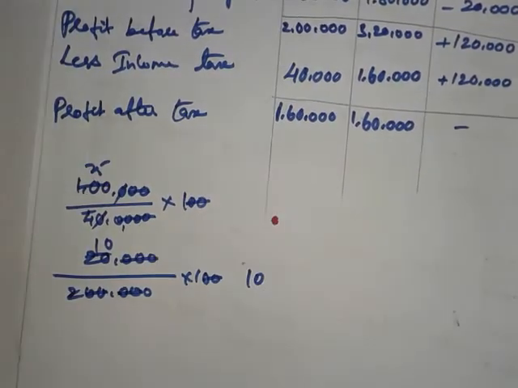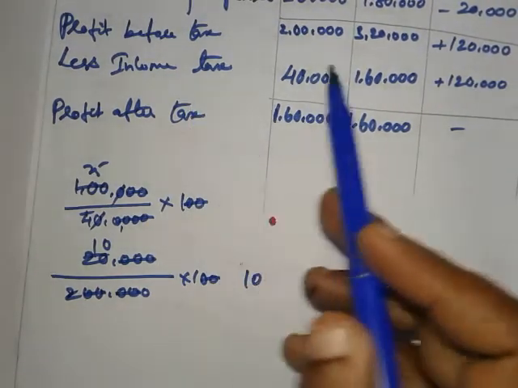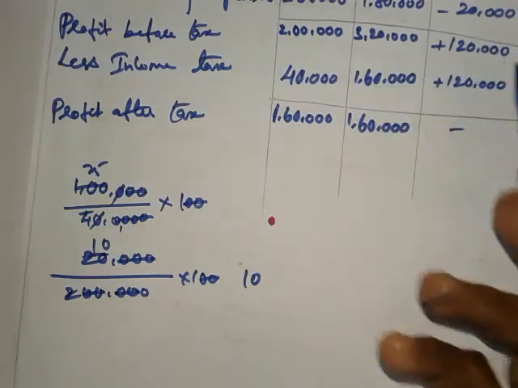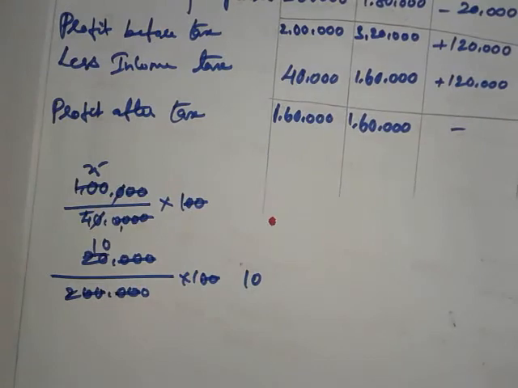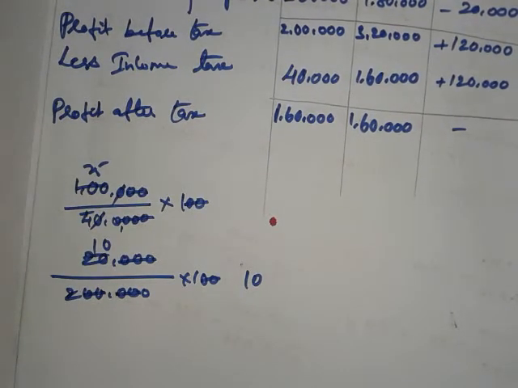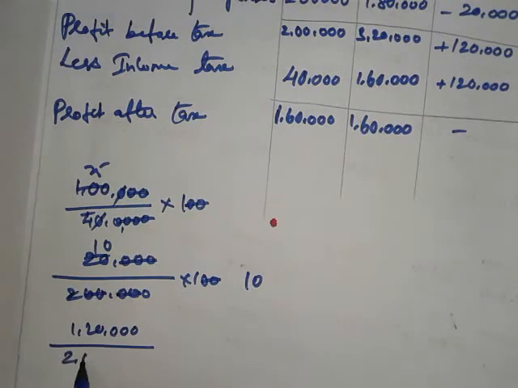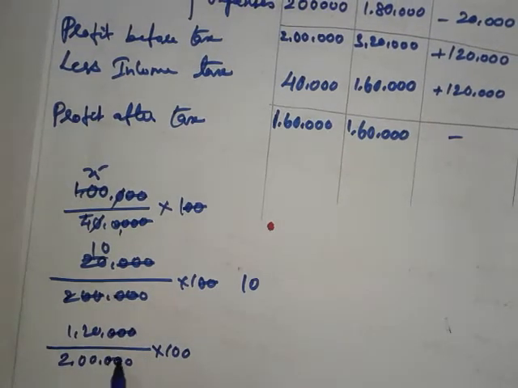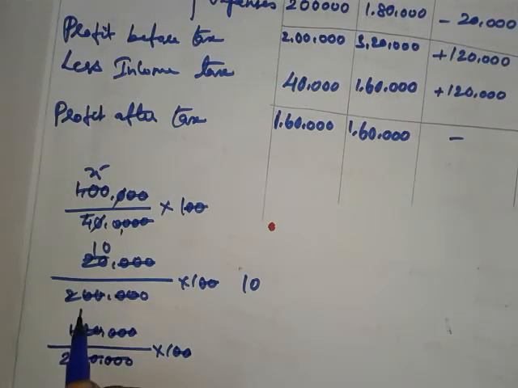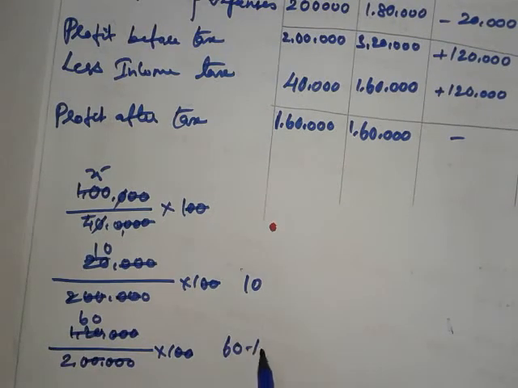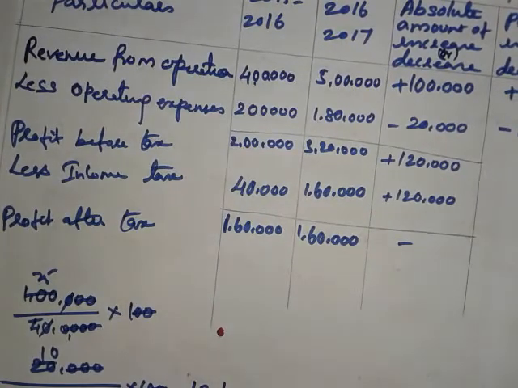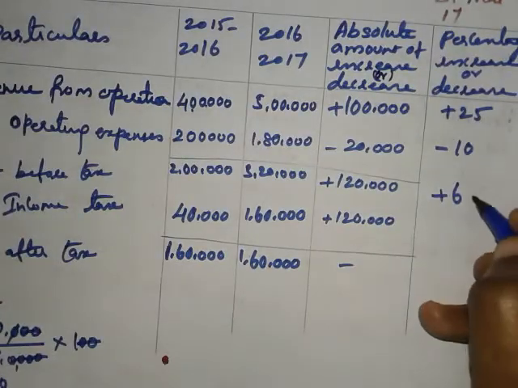Next we can move to profit before tax, that is 2 lakhs and 3,20,000. The increased value is 1,20,000, and the percentage will be 60%. You can see it here itself. Okay, look here. There is an increase of 1,20,000. The first year is 2 lakhs. Divided, into 100; if you put it like this it will be easy for you. So 6, this 0 is here. So 60%. Okay, that is an increase value of 60%.